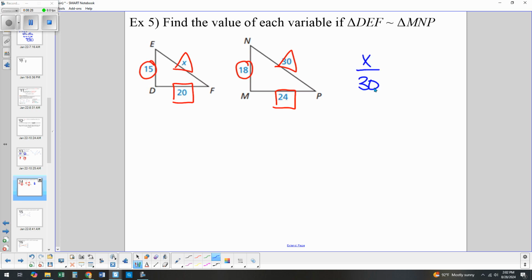They're not equal because they're not congruent, but I'm going to set up a proportion comparing x with 30 and then another pair of corresponding sides. Let's call it the 15 and the 18. I have to be careful. If I chose x to go on top of my first fraction, then the same 15 from that picture has to also go on top. I just have to be consistent. So when we cross multiply here, we're going to get 18 times x and 30 times 15. And then I'm going to divide by 18, and I get 25.